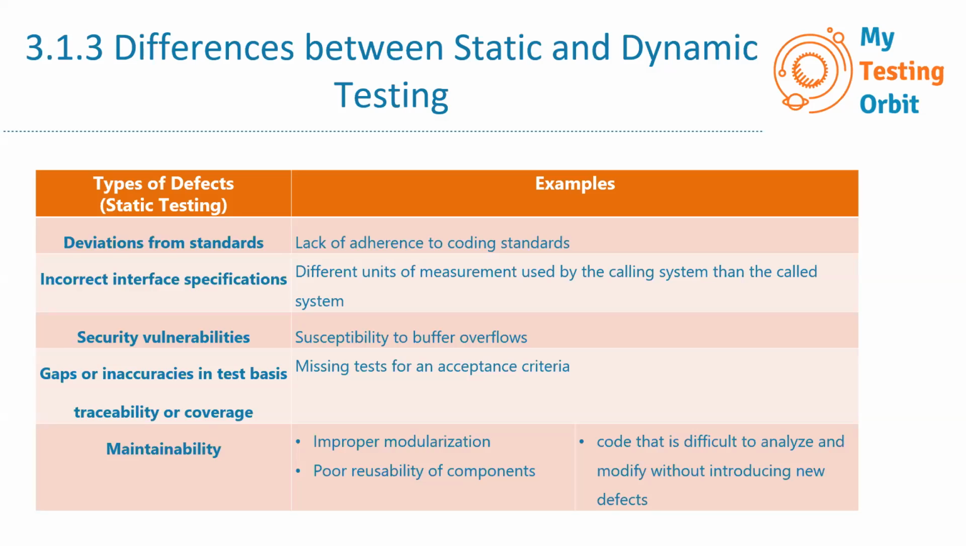So it's conflicting with each other. Then it's security vulnerabilities, susceptibility to buffer overflows. Okay, so first of all, let's just see what a buffer overflow is. Buffers are basically memory storage that temporarily hold data when it is being transferred from one location to another. So a buffer overflow happens when the volume of data exceeds the capacity of the memory.